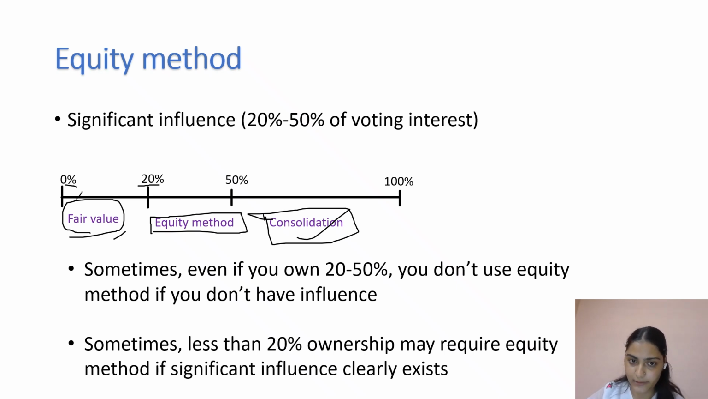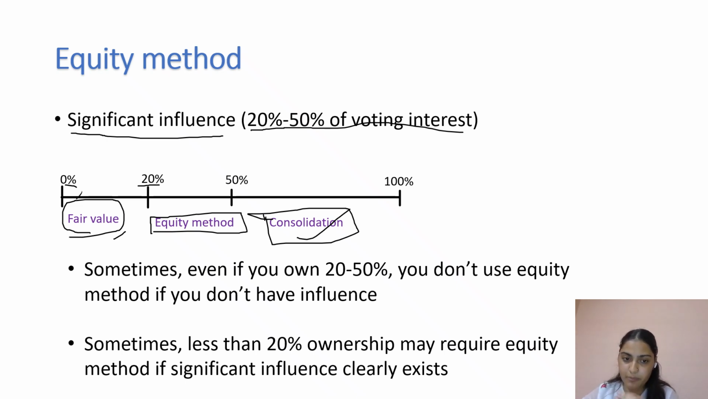So what did I just tell you? 20 to 50% of voting interest, you use equity method. And that is also called having significant influence over the investee company. So the company that we're investing in is the investee company and we are the investor because we are investing. Okay. So now there are two exceptions for this 20 to 50% voting interest.